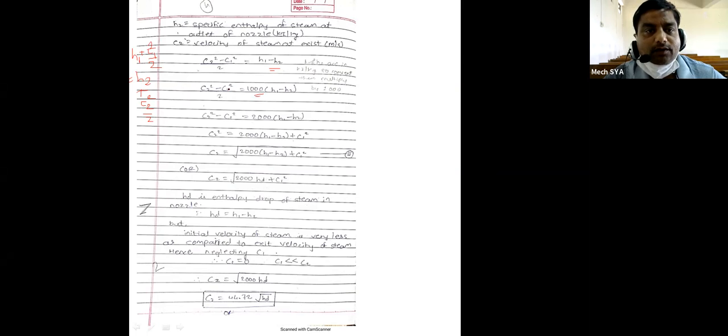So C2 square minus C1 square divided by 2 is equal to 1000 into H1 minus H2, where H1 and H2 are in kilojoule per kg, and we have converted into joule per kg by multiplying it by 1000. Everybody understand this step? Please mention. Very important step.